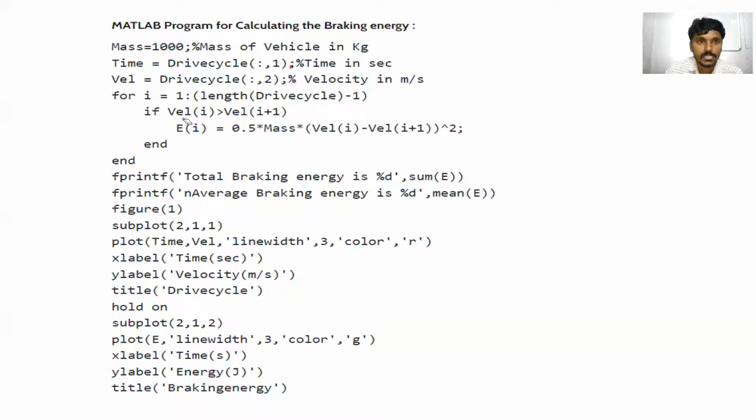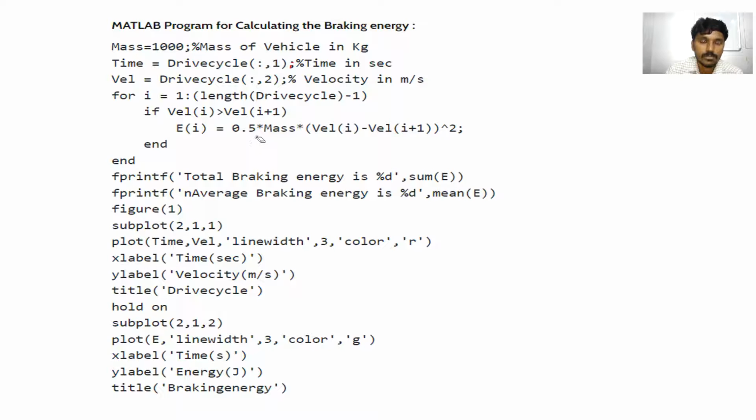If velocity of the vehicle at the ith cycle is greater than the velocity at the i plus 1 cycle. Here i is nothing but 1. If velocity of 1 is greater than velocity of i plus 1, which is velocity of 2, then energy E of i is equal to 0.5 into mass into velocity of i minus velocity of i plus 1, whole square.